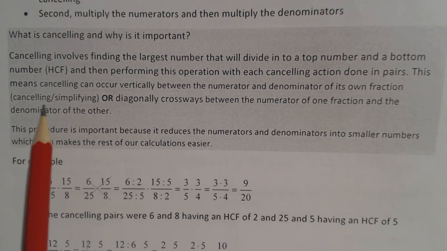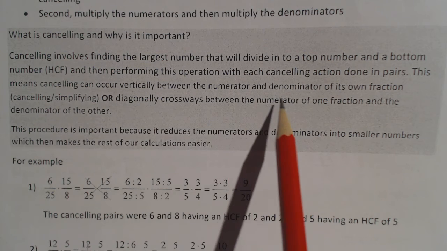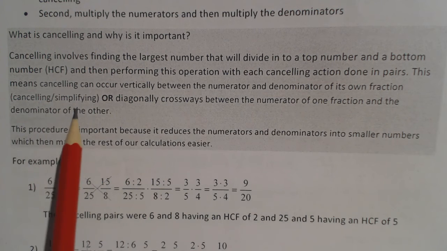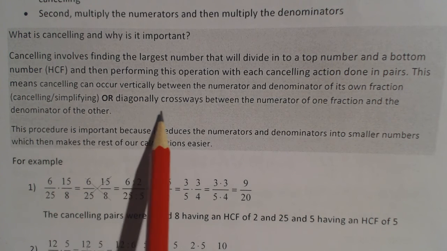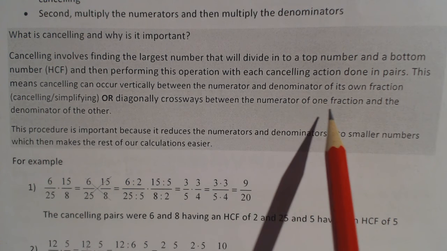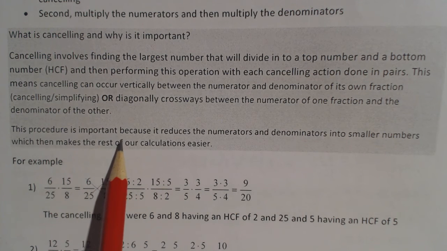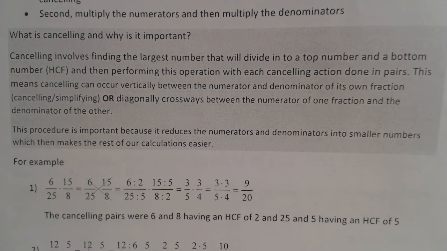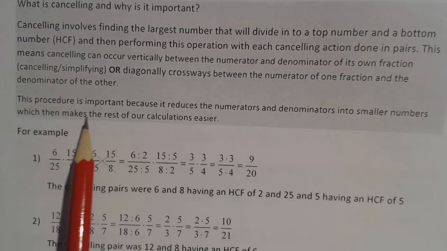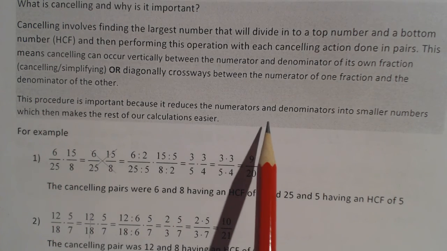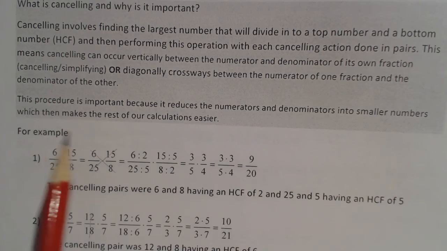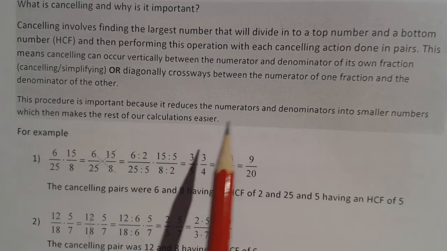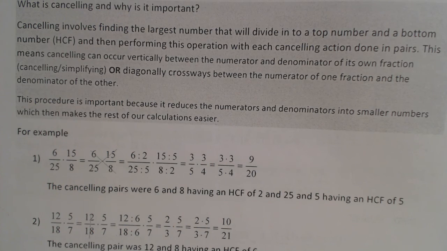This means cancelling can occur vertically between the numerator and denominator of its own fraction. In other words, simplify the fraction or cancel it. Or diagonally crossways between the numerator of one fraction and the denominator of the other. And that's what we did when we cross-cancelled. This procedure is important because it reduces the numerators and denominators into smaller numbers, which makes the rest of our calculations easier. So the cancelling process is very, very important when we multiply fractions.